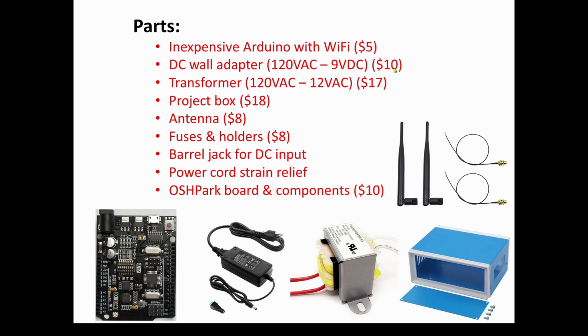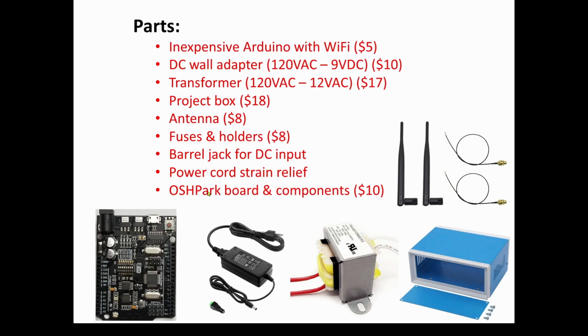I paid about $10. You're also going to need a transformer, 120 volt AC to 12 volt AC. I paid about $17 for it. And then this project box, I paid about $18 for it. You can get different versions. This is a nice one. It's metal. You can get cheaper ones, plastic, whatever. Antenna, I paid about $8 for 2 antennas. And then we said we need a fuse for the transformer, so it's going to be another $8. And then some other components: barrel jack for the DC input, power cord, strain relief.